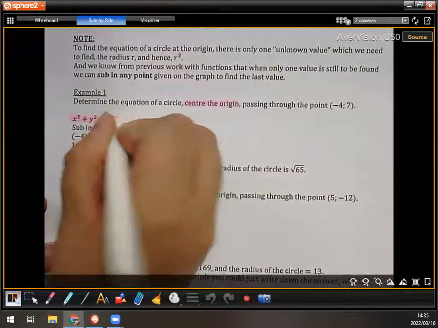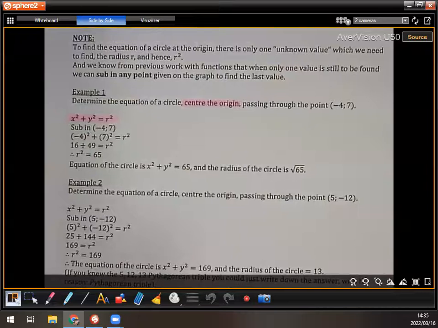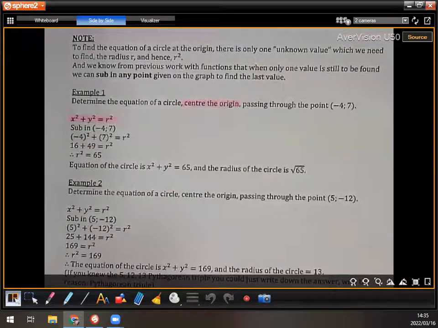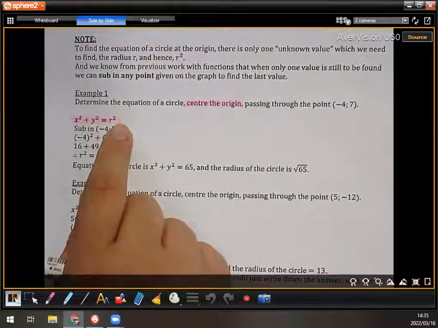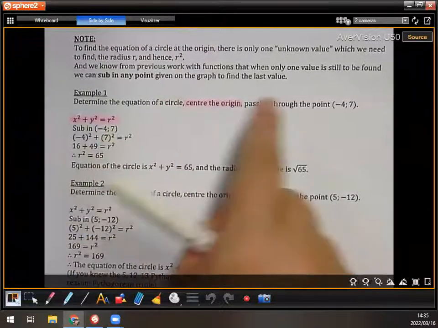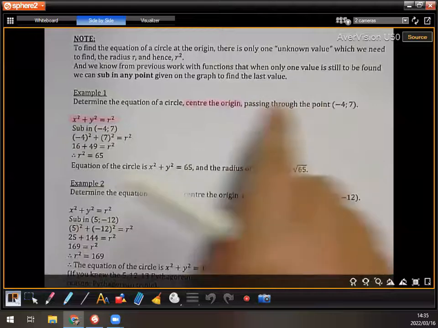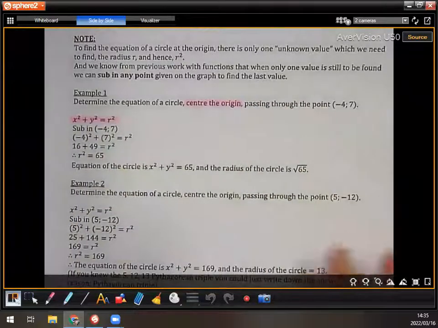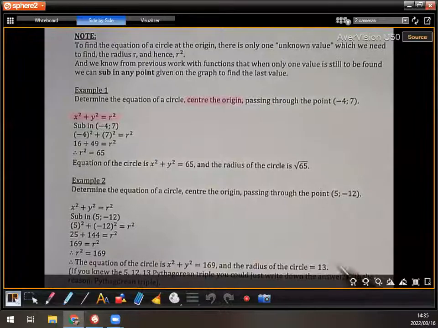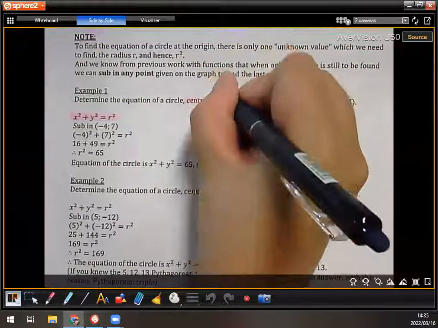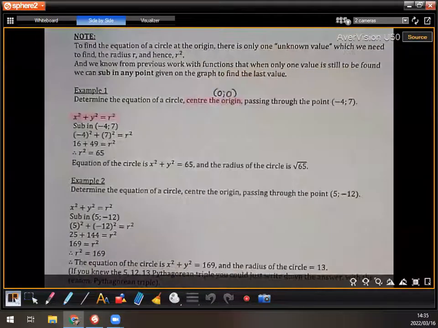x squared plus y squared equals r squared. That's like the standard form, right? Like when I say to you a straight line, you think immediately y equals mx plus c. All right? When I say circle center the origin, you need to think x squared plus y squared equals r squared. Okay? Now guys, they didn't give us information. If we just read through this question, they did actually, we could have found it in a different way, right? They're telling us that the center is the origin. What point is that? The origin is 0, 0.